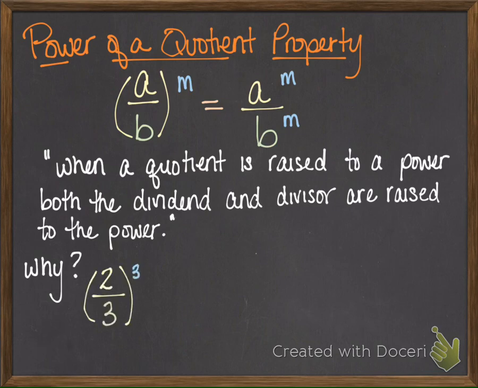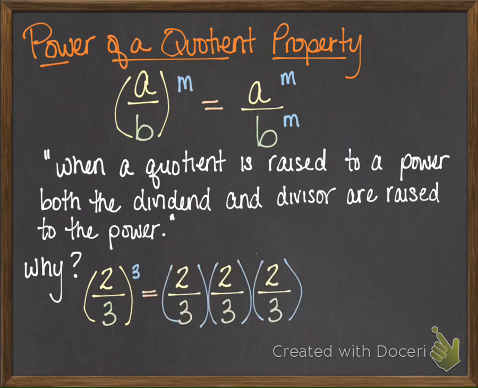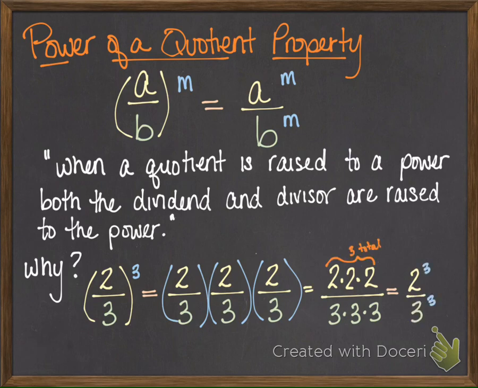So 2/3 to the 3rd power means 2/3 times 2/3 times 2/3. That's just applying the exponent. I reorganize things a little bit so that I can actually see what's going on. I end up with 3 2's and 3 3's, which is all said and done is 2 cubed over 3 cubed.